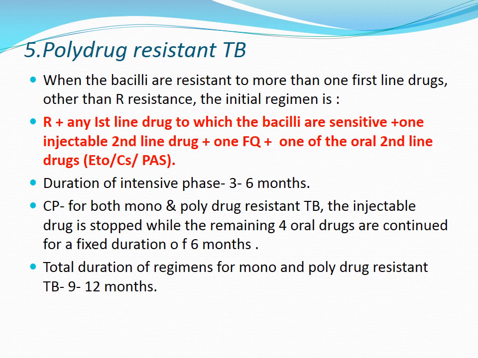Polydrug resistant tuberculosis. Now here, apart from rifampicin, meaning bacilli sensitive to rifampicin, excluding the rifampicin, the three drugs are there: isoniazid, ethambutol and pyrazinamide. Now, the bacilli are resistant to two drugs rather than one drug. So it could be any two drugs among isoniazid, ethambutol or pyrazinamide. Suppose isoniazid and ethambutol are resistant, then pyrazinamide may be sensitive.